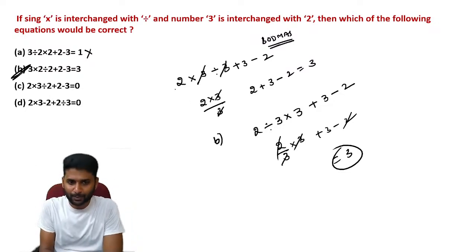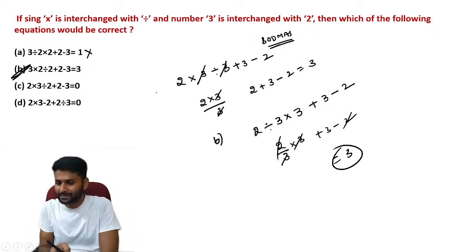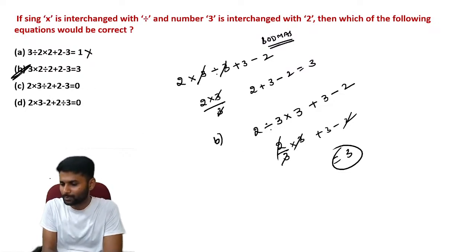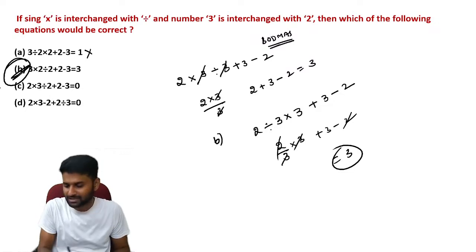You should replace properly, guys. Multiplication should be replaced with division and 3 should be replaced with 2. Then only you will get the perfect option. So B is the suitable answer.